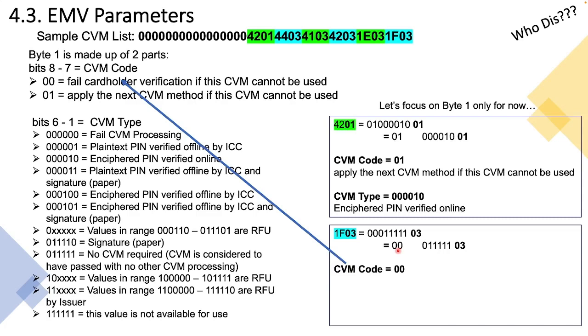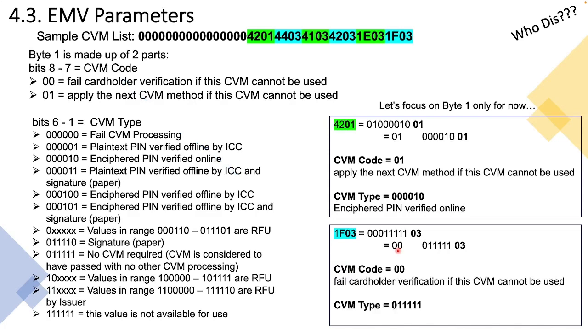So what we're saying is, should the terminal be unable to support this CVM type, then the terminal will flag cardholder verification to be unsuccessful. Okay. We then say that the CVM type is 011111, and what does this mean? It means no CVM required. Okay, so CVM is considered to have passed.